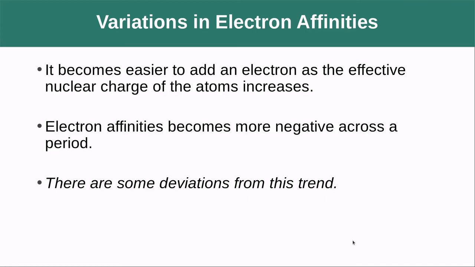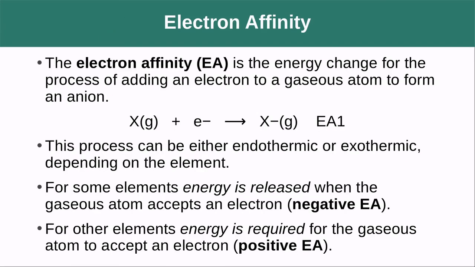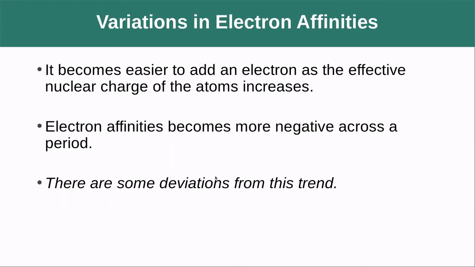It becomes easier to add an electron as the effective nuclear charge of the atoms increases. Electron affinities become more negative across a period. There are some deviations from this trend. And more negative here means energy is being released, which would mean that would be the spontaneous direction for this. So when they say the electron affinities become more negative, that means it's more likely to happen.